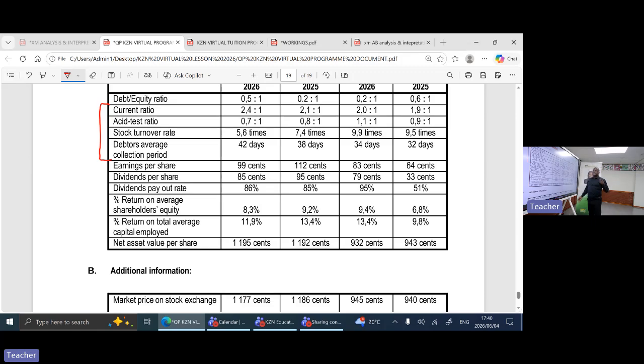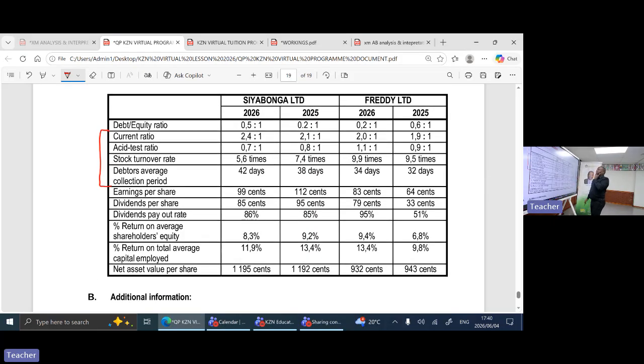We know that it is there, but we cannot quote it. Our current ratio, we can quote it. So which company is managing liquidity better, right? So we look at the current ratio of Siyabonga Limited.